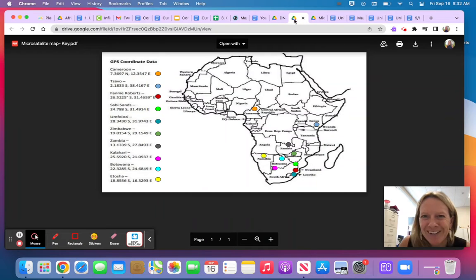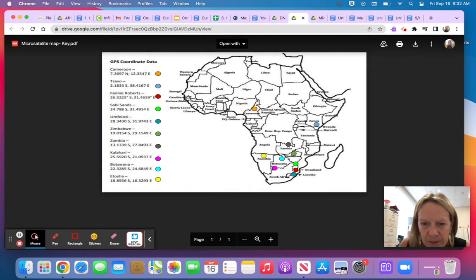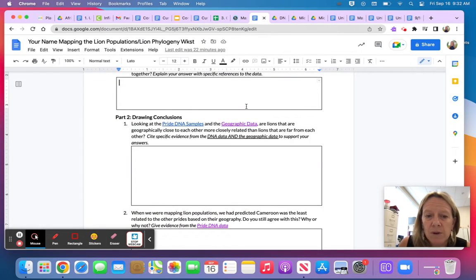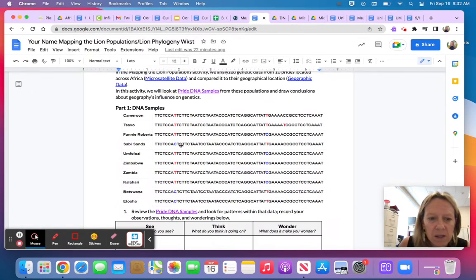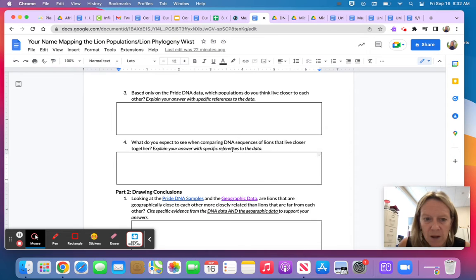Sorry, it's a little loud out there. And look at their DNA. So maybe take Fanny Roberts and Phylogeny. And remember, those were kind of different on microsatellite, but check out their DNA. Or Fanny Roberts and Sabi Sands, check out their DNA. So you have that data here. Okay. Here's Fanny Roberts and Sabi Sands. Here's Fanny Roberts and Phylogeny. Compare it. How many differences are there? How many similarities?